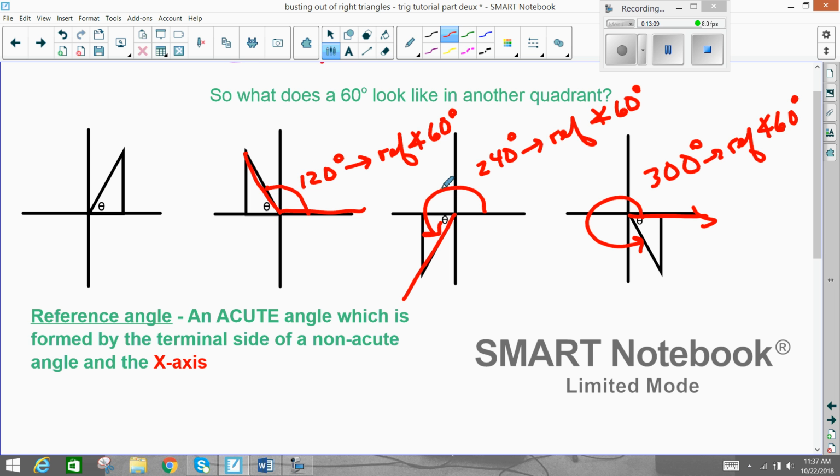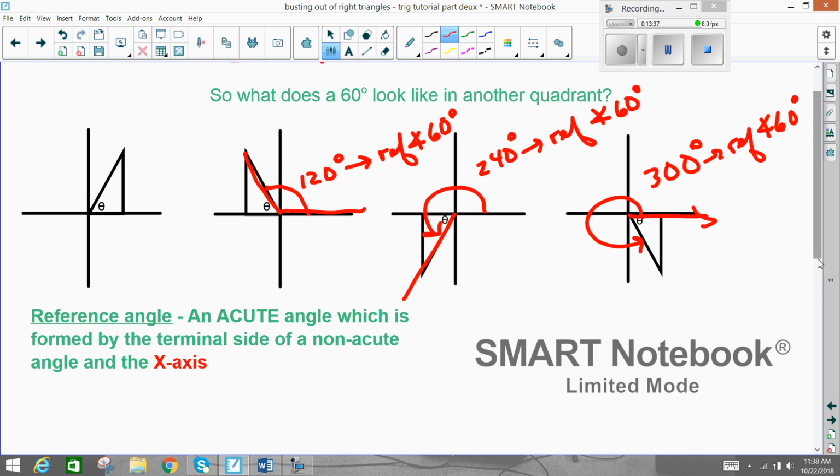So that's going to take a little bit to digest, but the sine of a 120-degree angle is going to be positive because sine is positive here. The sine of a 240-degree angle is going to be negative because sine is negative in the third quadrant. And the sine of a 300-degree angle is going to be negative in the fourth quadrant because sine is only positive in this quadrant and that quadrant. You need to think about that for a little while.